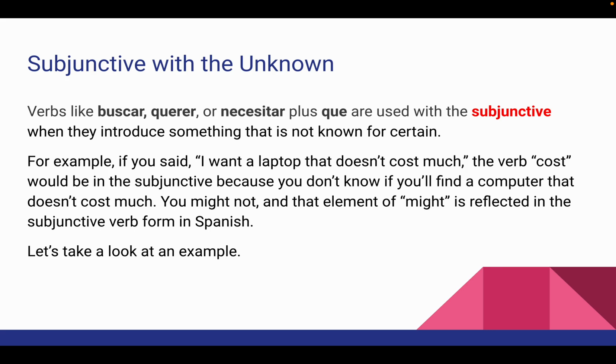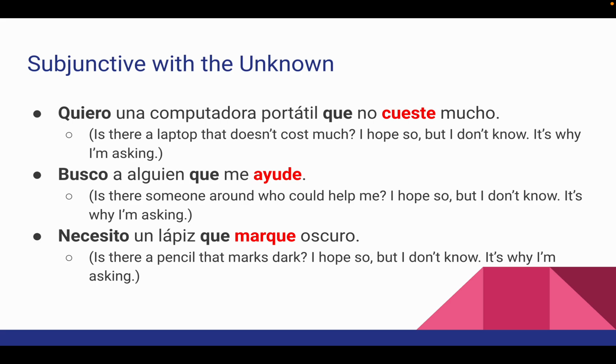So let's take a look at some examples. Quiero una computadora portátil que no cueste mucho. Is there a laptop that doesn't cost much? I hope so, but I don't know. That's why I'm asking. So we use the subjunctive. And again, you'll notice the same pattern. The very first verb is just going to be regular indicative, and then you've got your subjunctive triggering que, and then that is followed by a subjunctive verb.